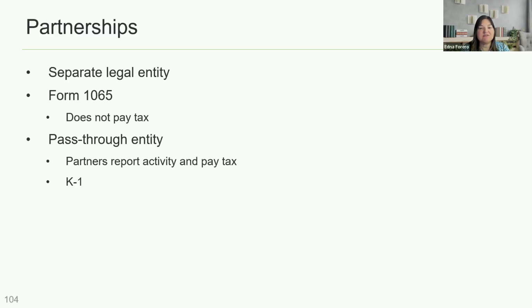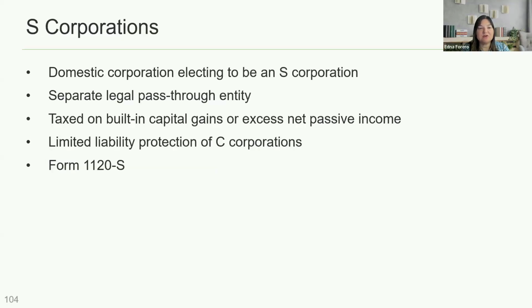So the partnership itself is a legal entity that basically passes through the income and expenses to its partners through that K-1, right? So they don't pay tax. They use a Form 1065 to provide that information and activity, again, passing it on to each one of the partners. All right, and S Corps, you're going to see domestic corporations that might elect to become an S Corp. Again, it's a separate legal pass-through entity. It's taxed on built-in capital gains or excess, and it's a limited liability protection of the C Corp. They're going to use a Form 1120S instead of the 1065 that we saw for partnerships.